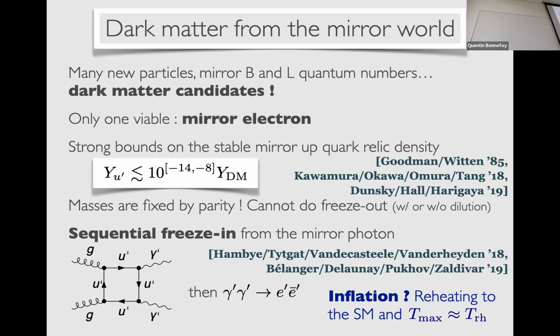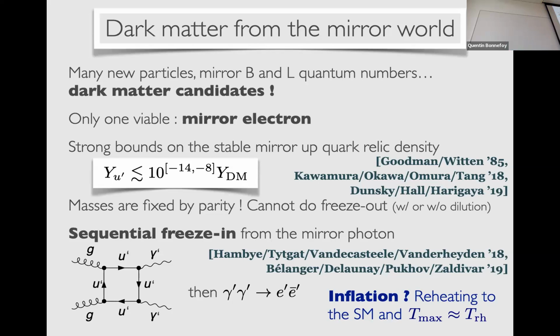I don't ask you to buy that tomorrow. But in particular, we need inflation to behave in a specific way. We need especially reheating to the standard model only. That's okay because of the breaking of parity. So for instance, if reheating happens through a Higgs portal, it very naturally goes to our vector rather than the mirror one, because of the huge Higgs mass difference.